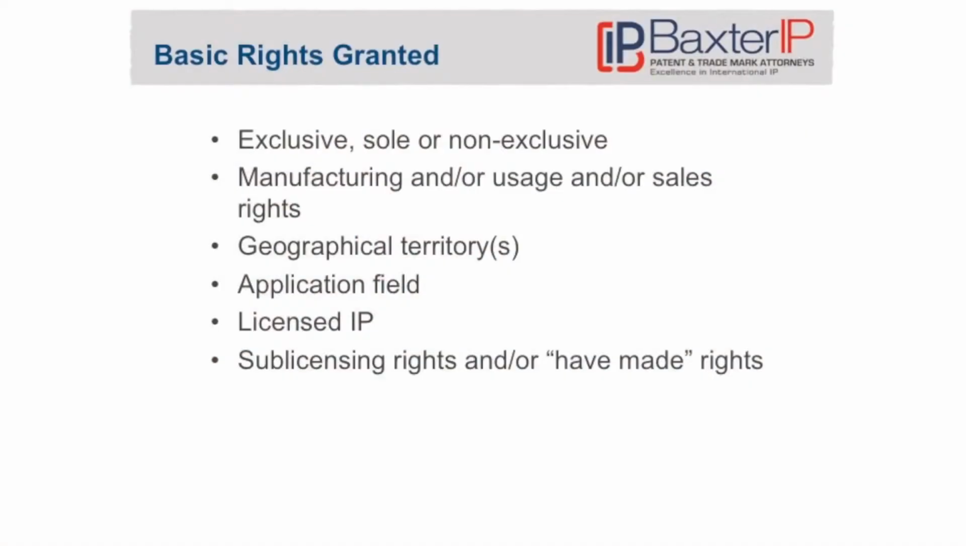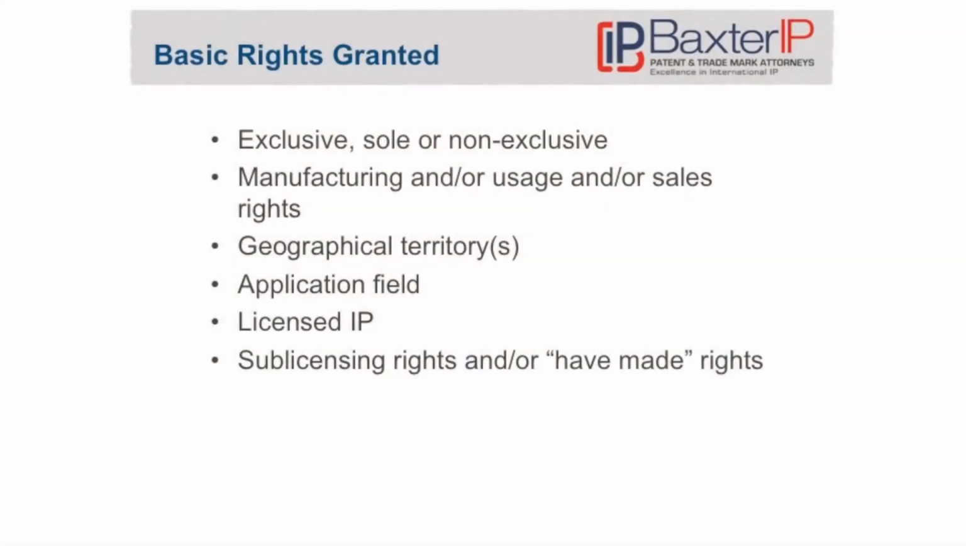A license agreement always first specifies the basic rights being granted to the licensee by the licensor. These rights will have a defined scope in the following areas. Firstly, whether the license granted will be exclusive, sole, or non-exclusive. The important question here is whether there will be need for other licensees now or in the future. A sole license is generally accepted to be an exclusive license, except that the licensor also retains commercial rights to exploit the technology in its own right.